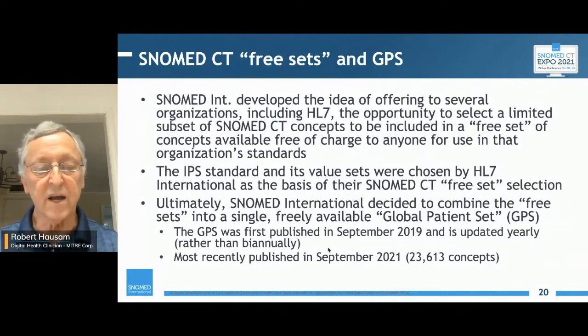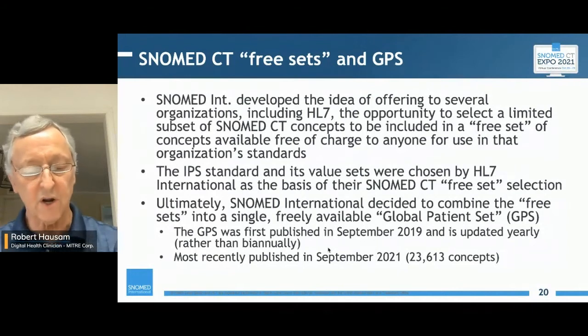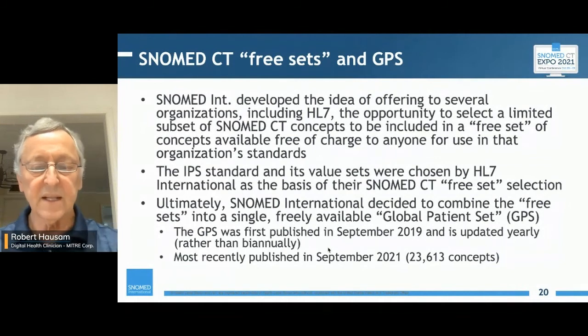Not biannually like the general SNOMED releases have typically been published. But the most recent one was published just a very short time ago, at the end of last month. And that contains a total of 23,613 concepts. So it's growing a bit over time. It's a small number compared to the total of SNOMED concepts, but hopefully it's a useful number, and that's what we'll continue to talk about here.